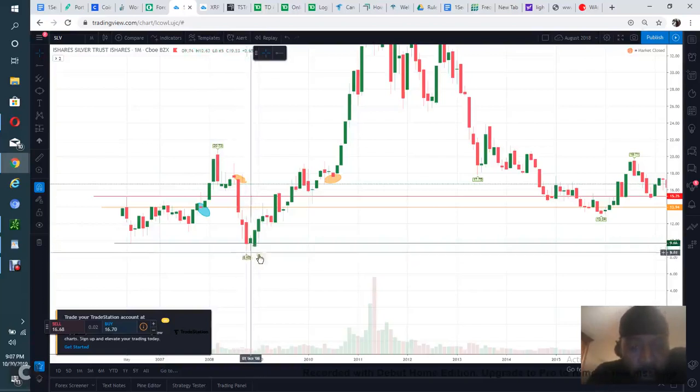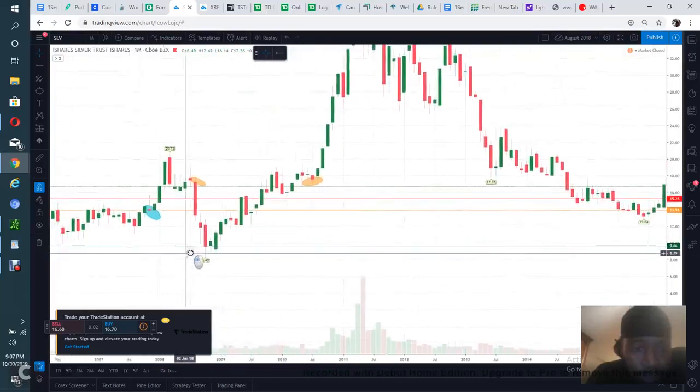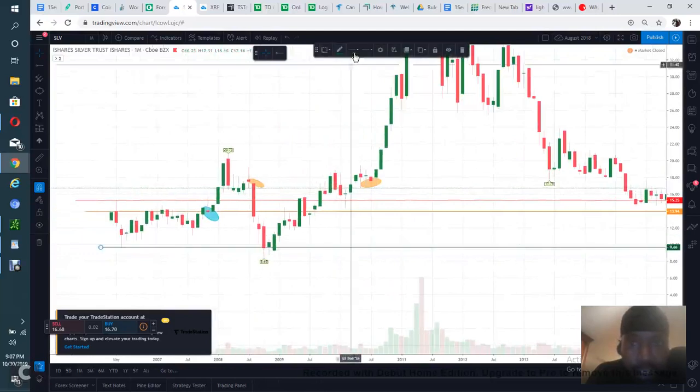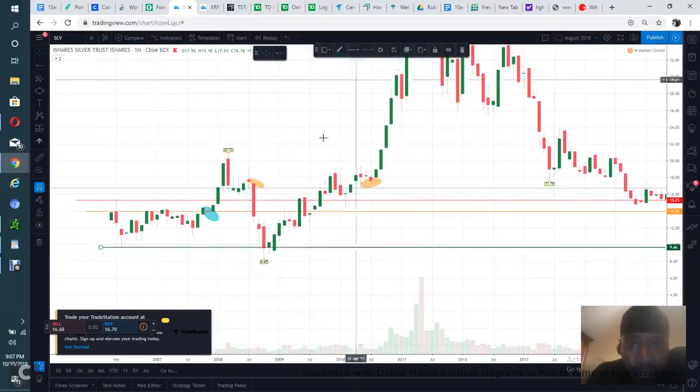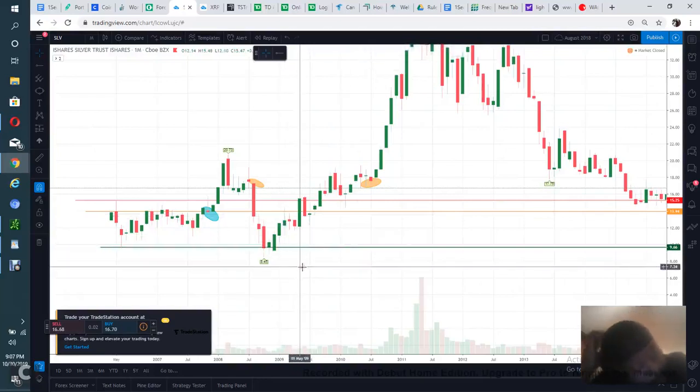Again, these wicks here below this support, and I know my support line is thin, and I normally have it this thick, but I was pinpointing things earlier.